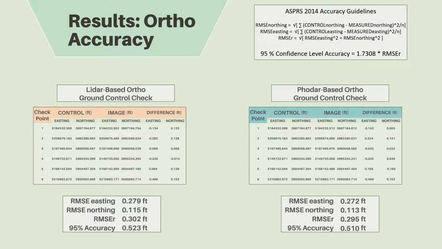The RMSE for each dataset is seen here for comparison to each other. The RMSE for each ortho is well under 1 pixel, which is 1/2 of a foot. And the accuracy tested at a 95% confidence level is just over 1 pixel for each dataset, with the phodar having a slight upper hand. This means that with 95% certainty, the error in the phodar and LiDAR datasets is limited to 0.51 feet and 0.52 feet respectively. This demonstrates that the phodar makes a map-accurate orthophoto similar to that of the LiDAR. Next, we'll see how they measure up in terms of visual appeal.